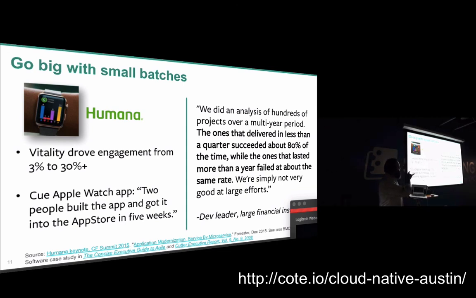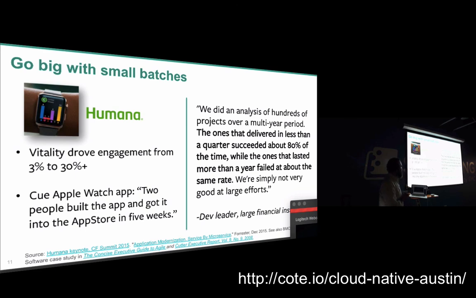As you can see, this person at a large bank was looking at their portfolio, and they figured out that of all the projects they did on a small batch turn, a quarter or less, 80% would succeed. And the ones that took a year or more would fail 80% of the time, right? Which is a kind of crazy, eye-catching notion. And if you've ever tried to highlight something in PowerPoint, isn't it really odd that you can't do that?